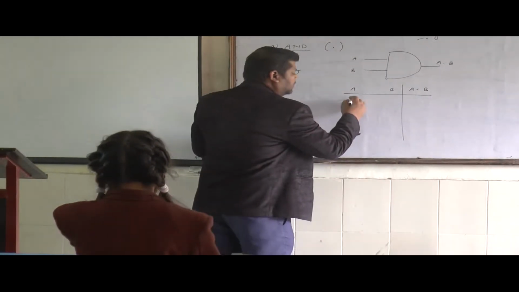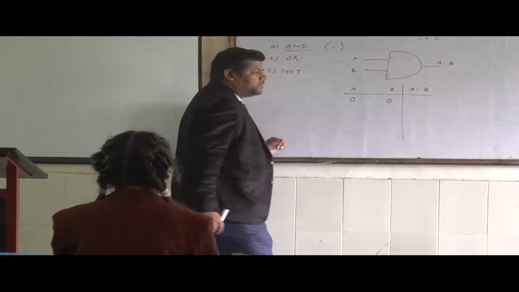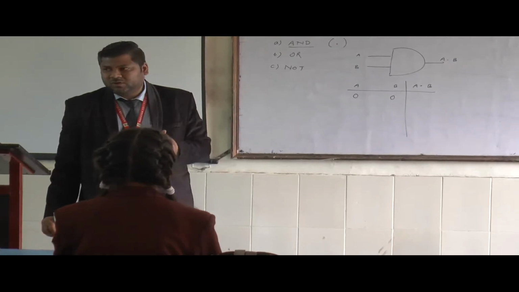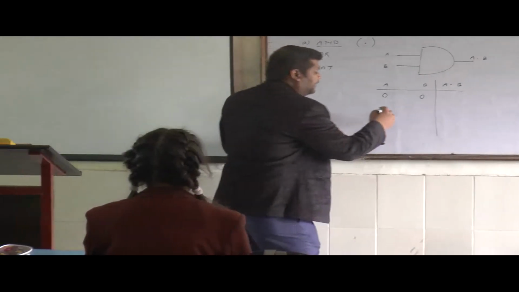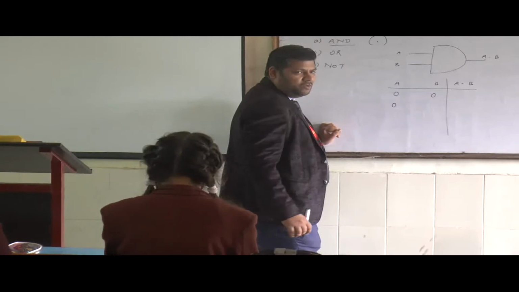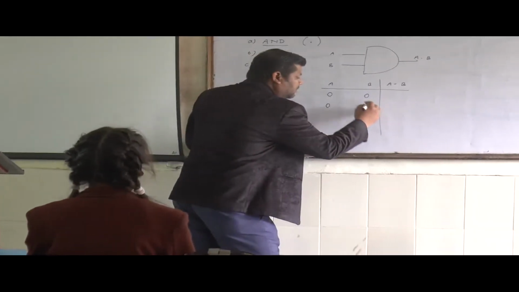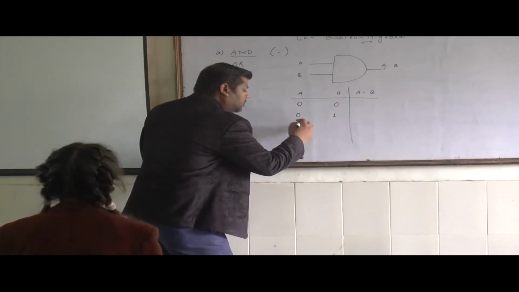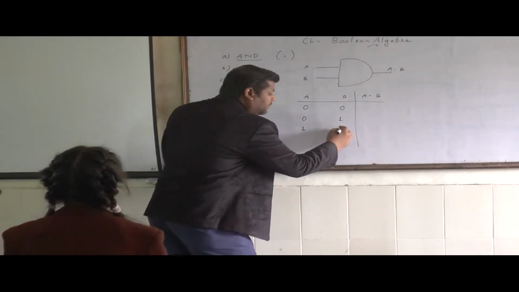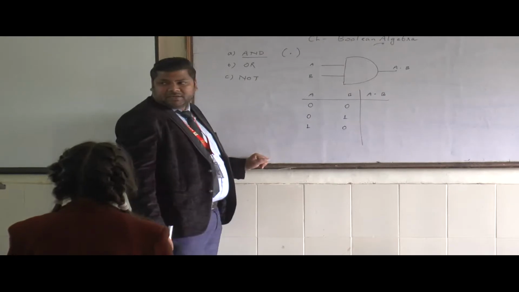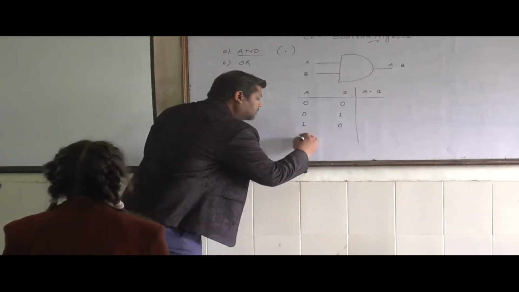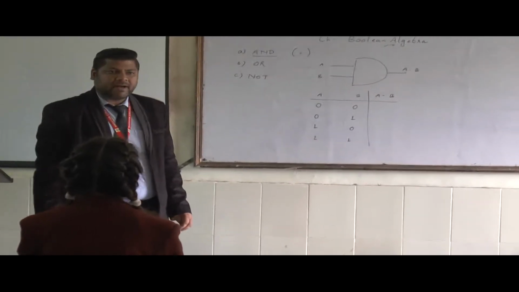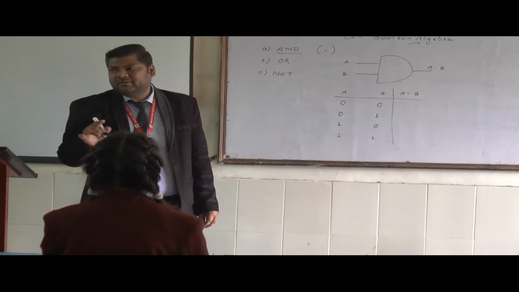Now, inputs 0, 0. There is one condition when both inputs are low, 0. Another condition is that one input is 0, or low, and the other input is high. The third condition is that the first input is high and the second input is low. And the last condition is that both inputs are high. So according to AND, if all the inputs are high, then only 1 will be produced, otherwise 0.